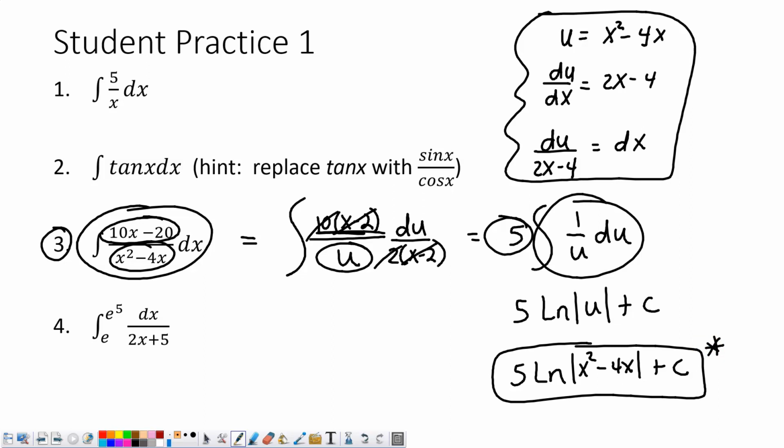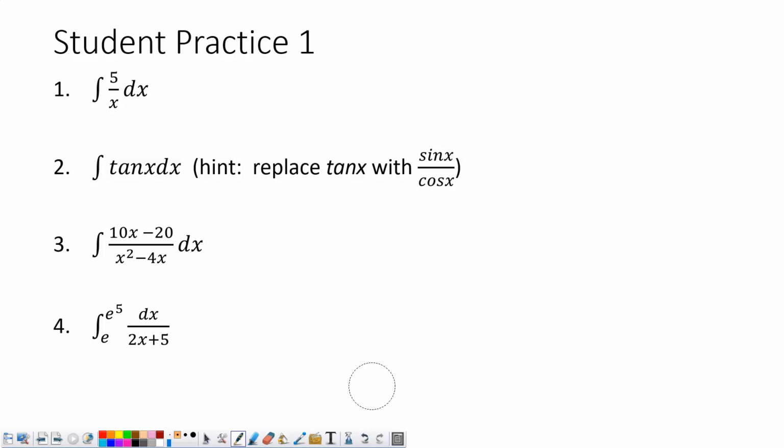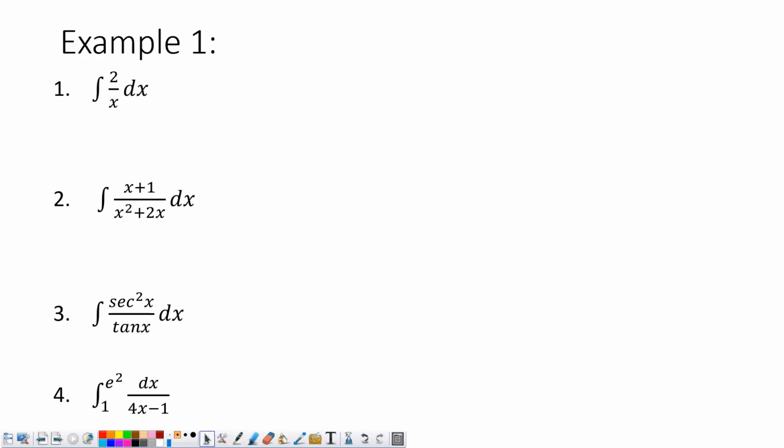All right, let's take a look at another one here. So for this one, once again, we're going to let the bottom equal u.